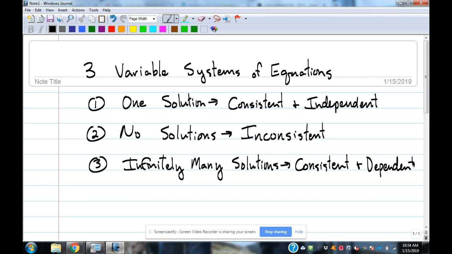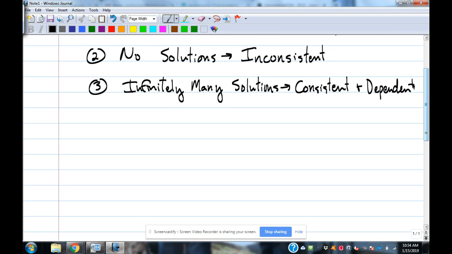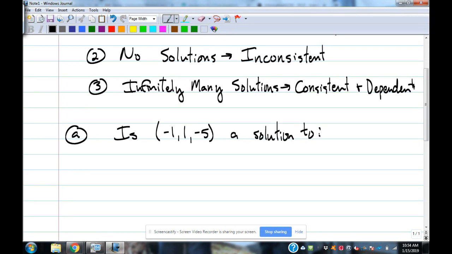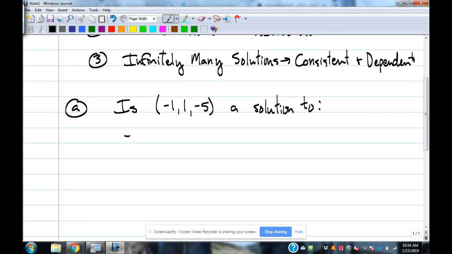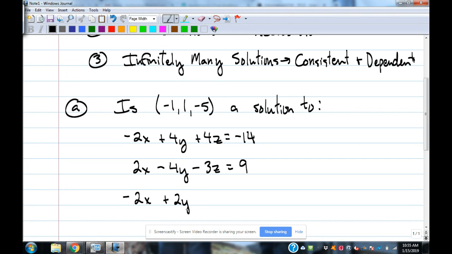So sometimes a picture in your mind of what's happening can help you make some sense of this stuff. So let's look at a three variable system, and we just want to start off with something pretty easy. Is (-1, 1, -5) a solution to this three variable system: -2x + 4y + 4z = -14, 2x - 4y - 3z = 9, and -2x + 2y + 3z = -11?